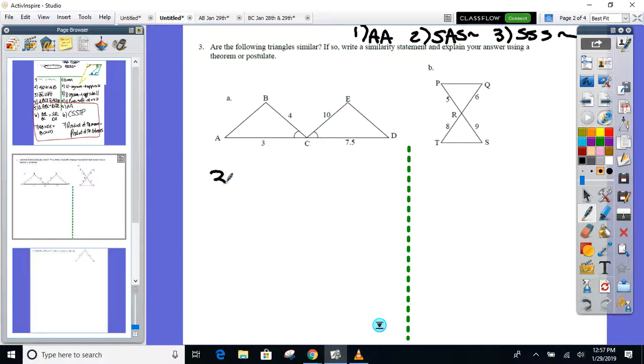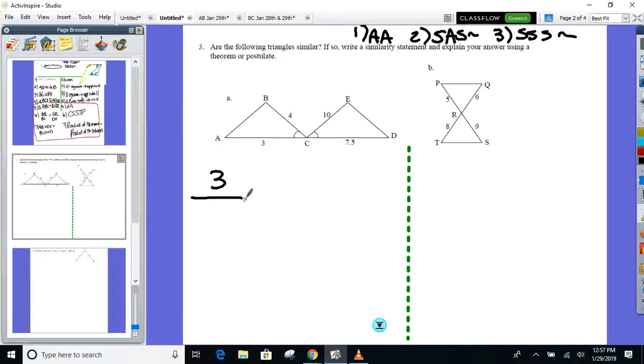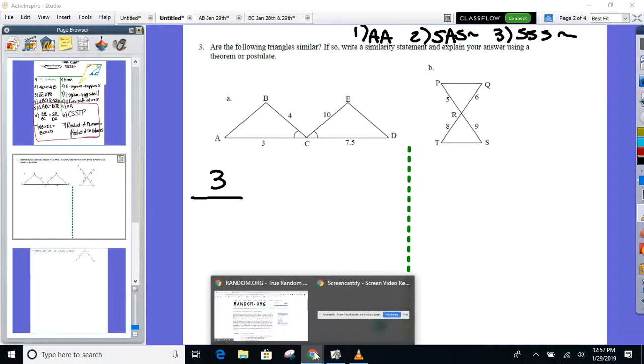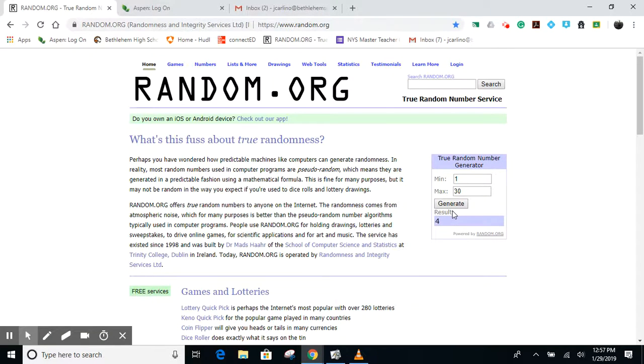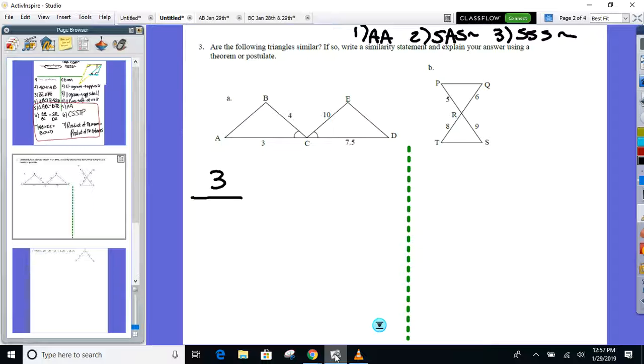I'll start with 3. The side of 3 matches up with what other side in the other triangle? 4, what's it match up with? 7.5. Is that the same ratio as the 4 matching up with the 10? You either can find the decimal equivalent in your calculator or cross multiply.